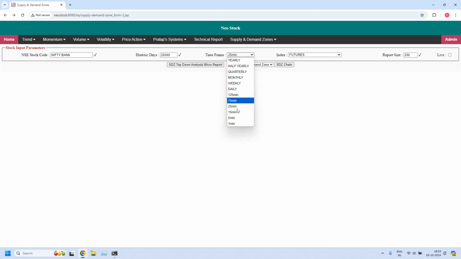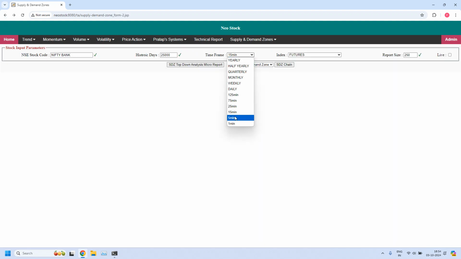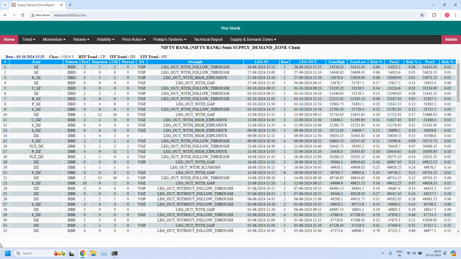Next time frame is 15 minutes, generating 15 minute supply demand zone chain for BANKNIFTY. Next time frame is 5 minutes, generating 5 minute supply demand zone chain for BANKNIFTY. So this is about Bank Nifty supply demand zone chain.